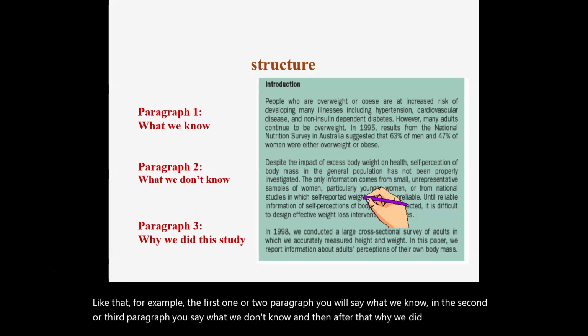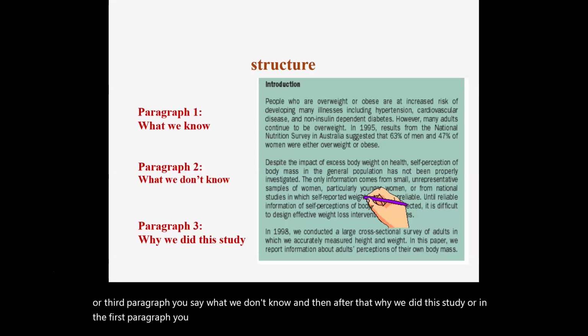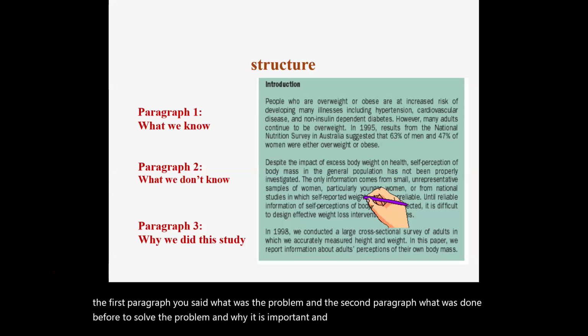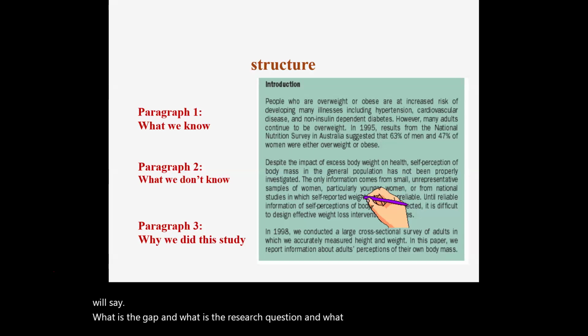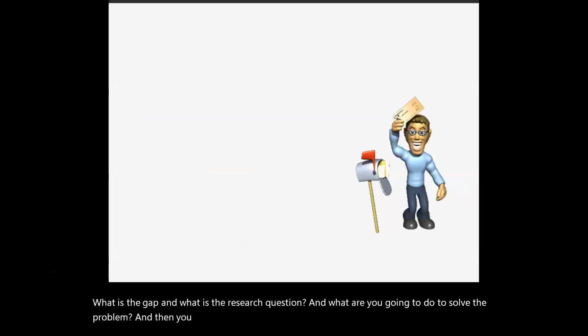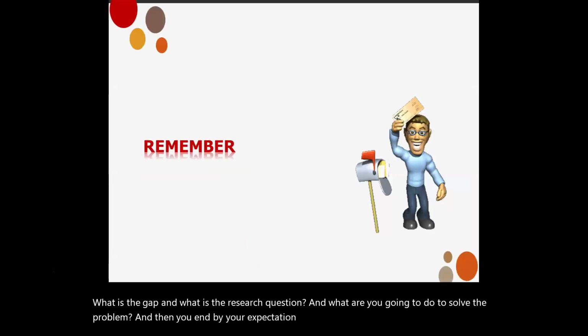Or in the first paragraph, you say what the problem was, and in the second paragraph, what was done before to solve the problem, and why it is important. And after that, in the following paragraph, you will say what the gap is, what the research question is, and what you are going to do to solve the problem. And then you end with your expectation from doing this research. So this is how to write your introduction.